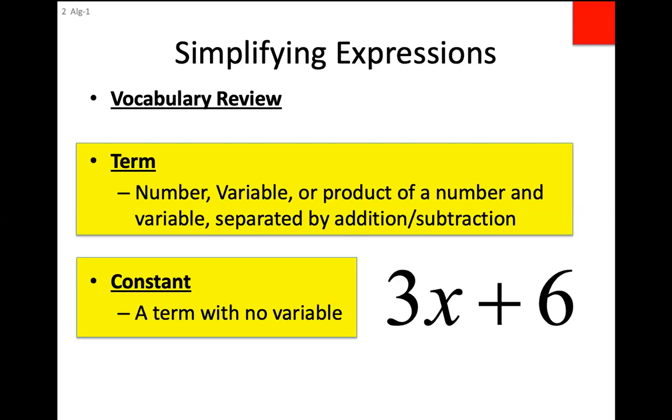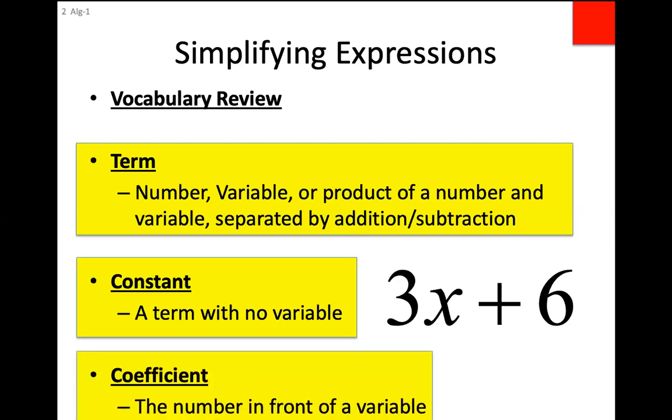We're not done with vocabulary yet. We got one more. You see this term, the first one right here? This one has a number and a variable. When you have a term that has a number and a variable, the number gets its own special name. It's called a coefficient.